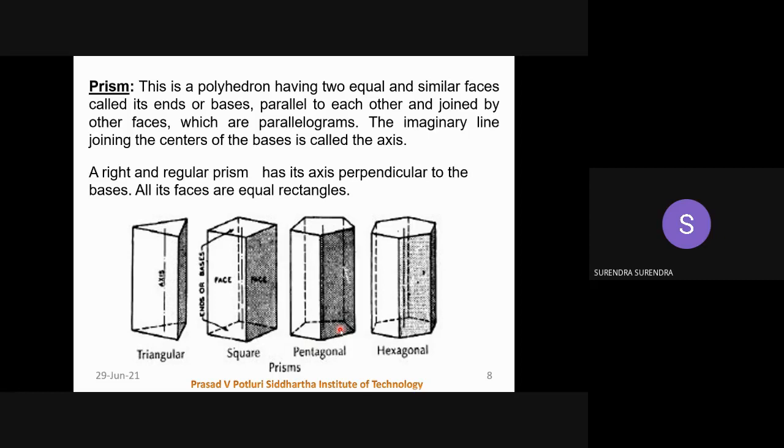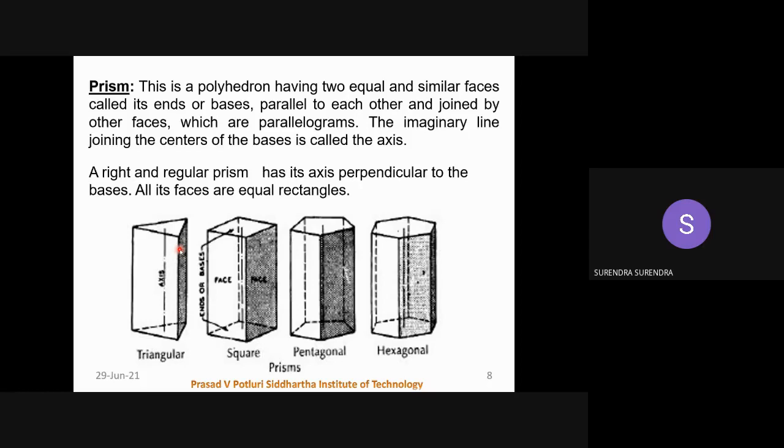So the terminology we need to remember is this. Axis is the imaginary line joining the center of the base to the center of the top. The imaginary line joining the centers of the top base and bottom base is called the axis. And right prisms are those where the axis is perpendicular to the base. If the axis is perpendicular to the base, we call it a right prism.